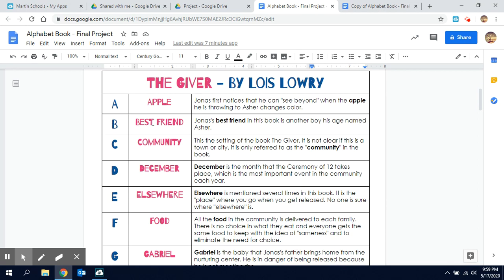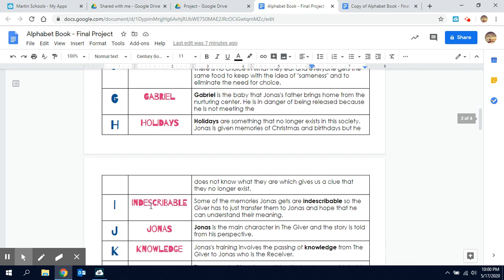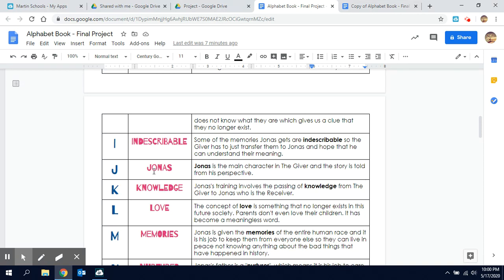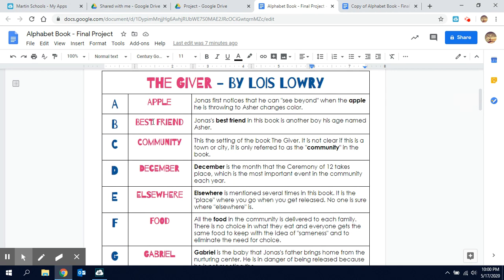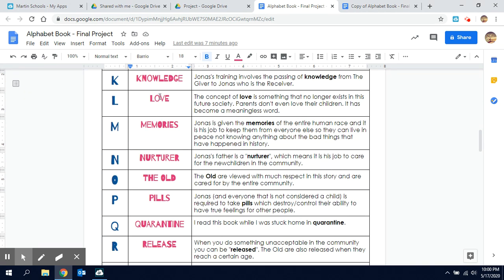For letter B, I did best friend. Jonas's best friend in this book is another boy by the name of Asher. And then I just kind of went down. I had the words community, December, elsewhere, food, Gabriel, holidays, indescribable, Jonas, knowledge, love. If you're looking at these words, some of them are nouns, people or places or things. Some of them are adjectives, like indescribable. Some of them are themes, like love.